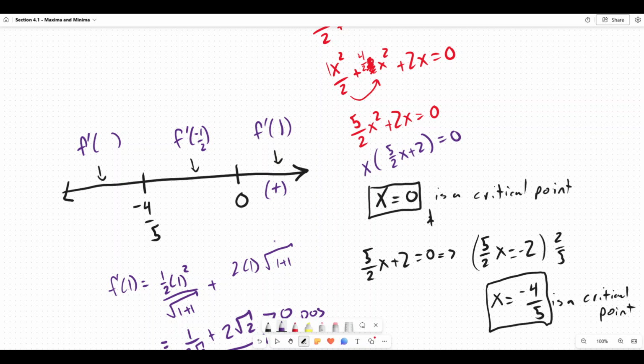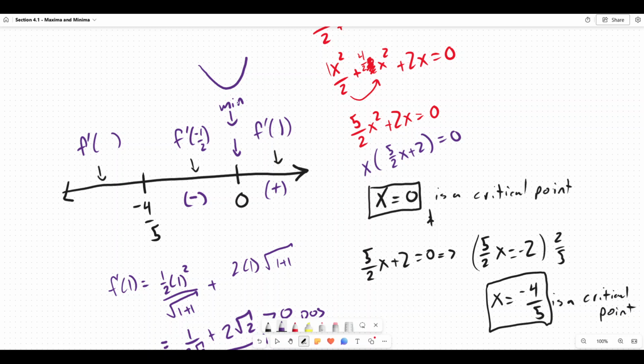Plus 2 times negative 0.5 times the square root of negative 0.5 plus 1. And I do get something negative. Specifically, I got negative 0.53033000859. All I care about is that it's negative and then positive, which allows me to label this critical point. If you decrease and then increase, this is some type of minimum.